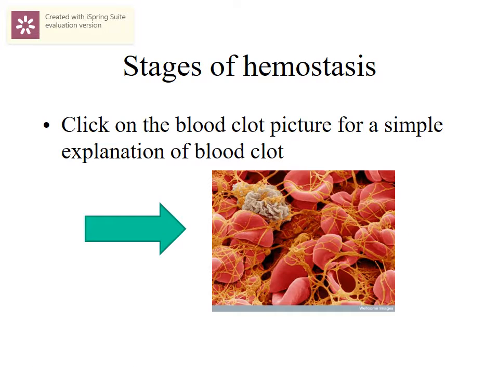The picture on this slide represents an electron photomicrograph of a blood clot. The stringy material that you see is fibrin, and blood cells are caught in the fibrin web as they travel past a forming blood clot. Pause the playback and click on the picture for a video demonstration of how a blood clot forms.